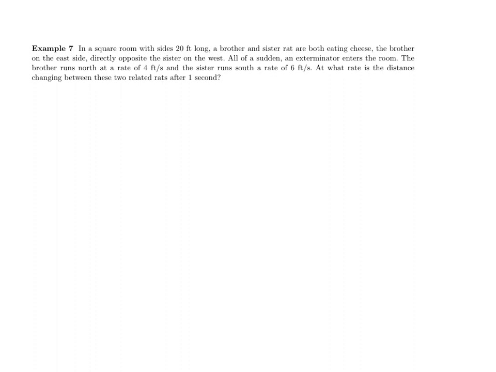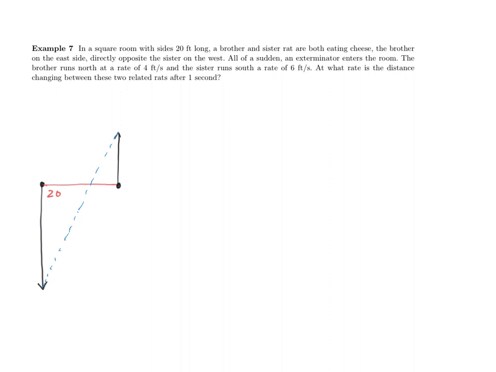All right, I'm going to draw a diagram describing what's happening in this scenario. So here's the brother, here's the sister. They're directly opposite each other at the starting point, a distance of 20 feet. And then here, the brother's running north at 4 feet per second, and here south at 6 feet per second. And we want to know the rate at which the distance is changing between these two related rats. So that distance is going to be this line here. So we're looking to figure out the rate at which this line is actually increasing over time.